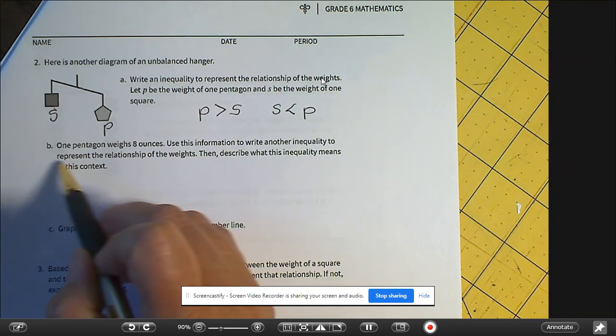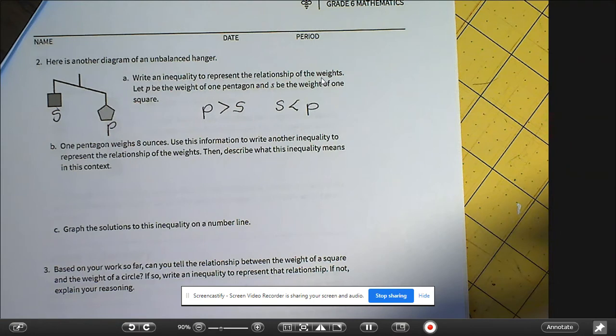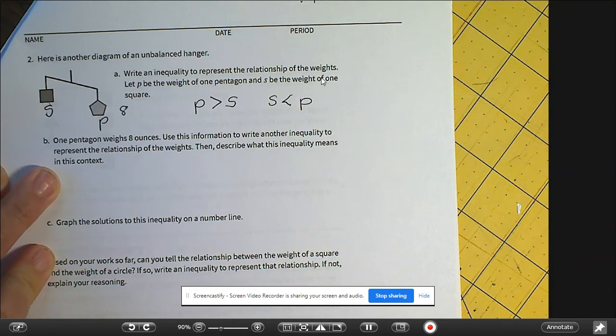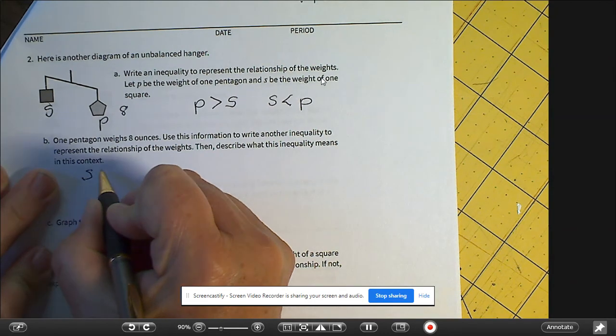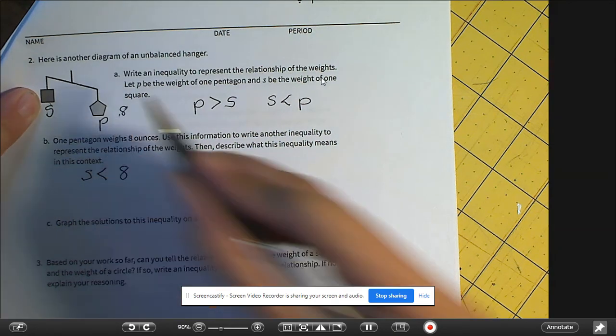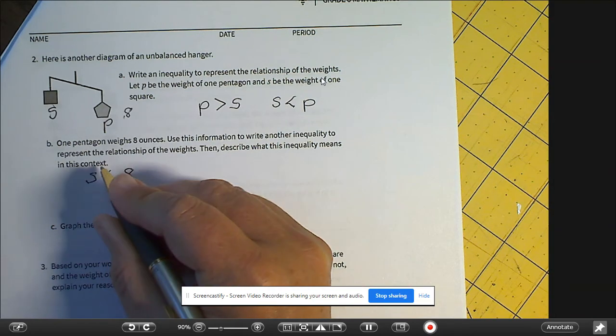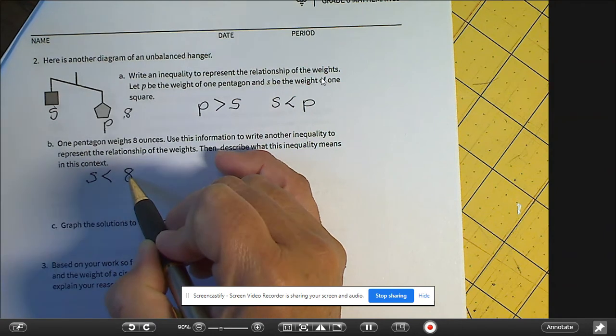And B says one pentagon weighs 8 ounces. So use this information to write another inequality to represent the relationship of the weights. So you could say S is less than 8, as this one is less than 8 ounces. So this means the square is less than 8.